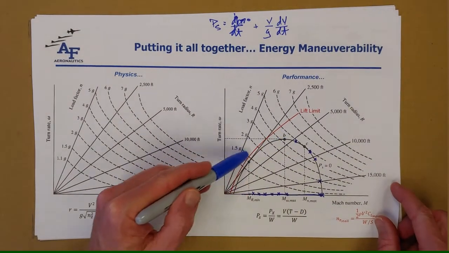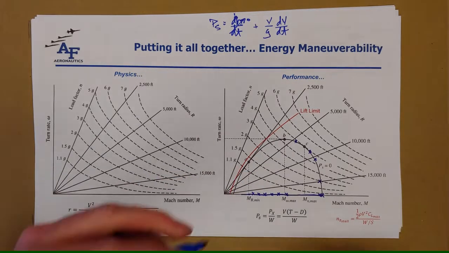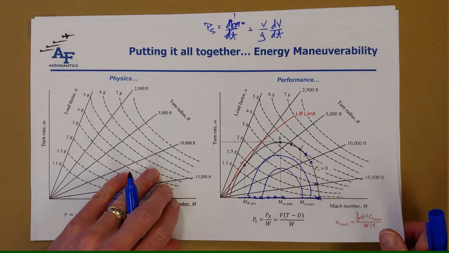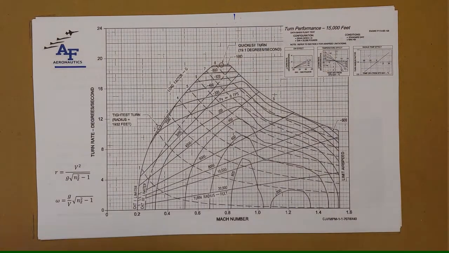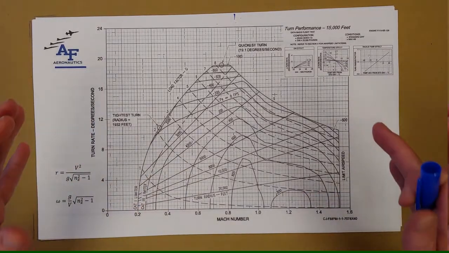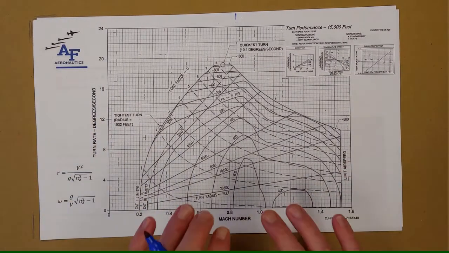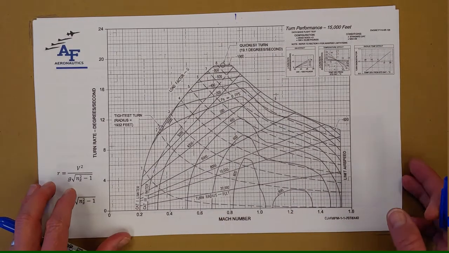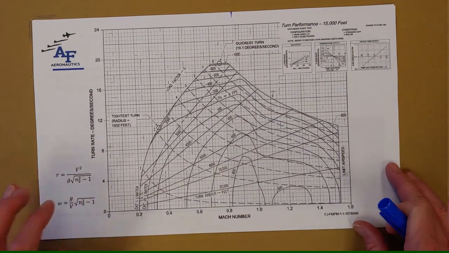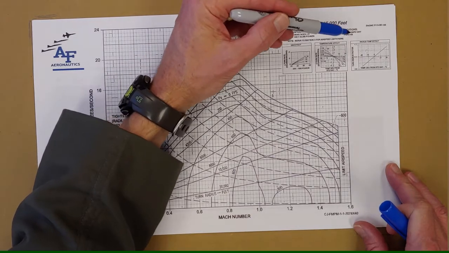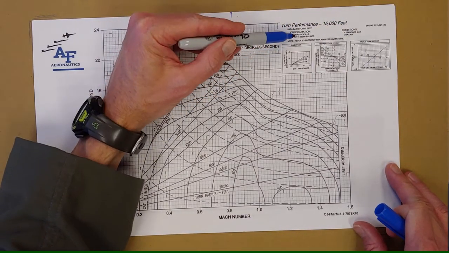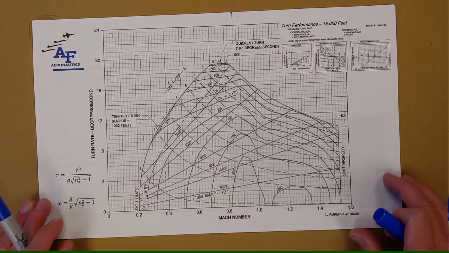So we can draw contours of different PS's on the diagram, and when we do that, we ultimately end up with an energy maneuverability diagram with PS contours on it for a specific aircraft. So again, this is my F-16 at 15,000 feet in maximum AB, drag index of 0. The gross weight is 22,000 pounds.